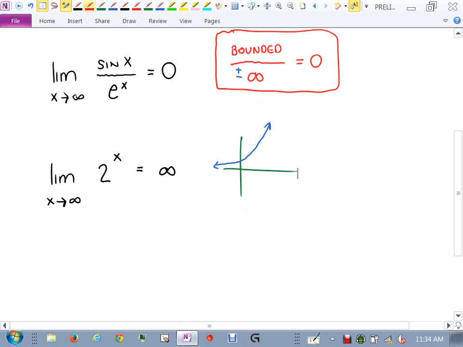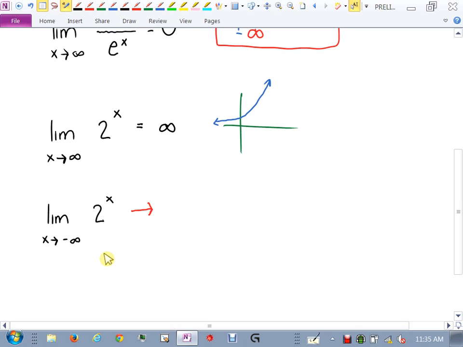Now, small, subtle little difference here. What's the limit as x goes to negative infinity of 2 to the x? See, this is where things can get a little tricky. So let me try and do what we call in Cal 1 a direct substitution, even though it's really, really bad to try and plug infinity in, like I said. This is really saying what's 2 to the negative infinity, isn't it? 2 to the negative infinity.